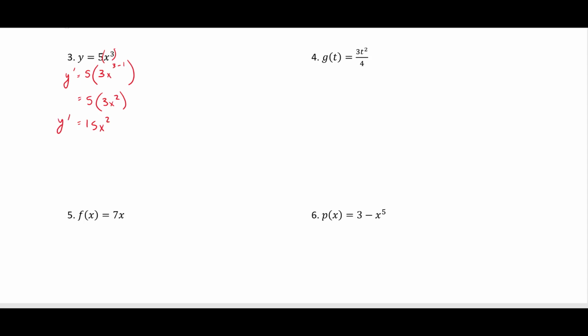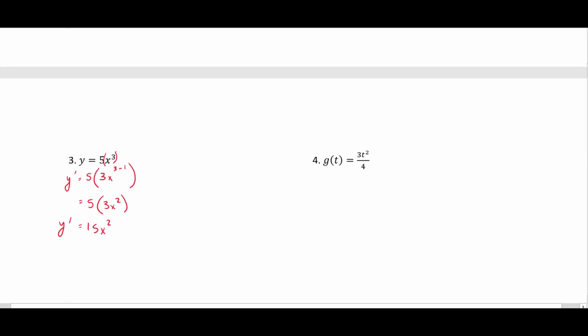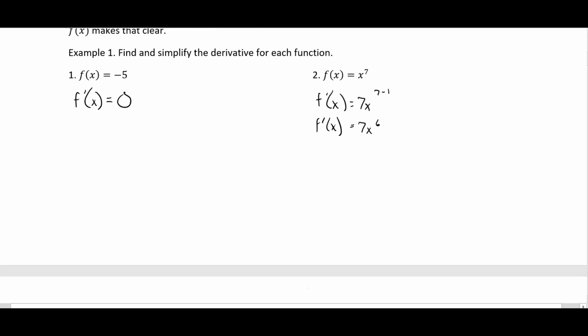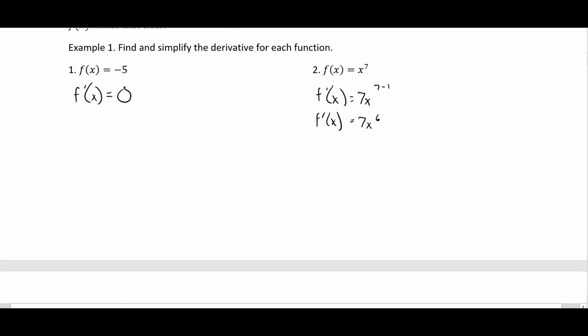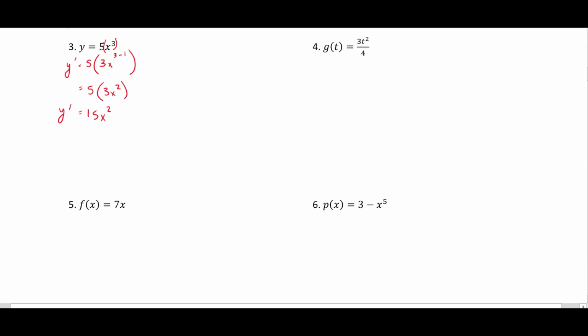Notice on this one, we're using y prime because we have y equals. So your choice of notation is always going to be determined by what you have. If you have f of x, you're going to use f prime of x. If you have y, you're going to use y prime. So because we don't have an f of x here, we can't say this is f prime of x. You have to make your notation match what your function's written as.